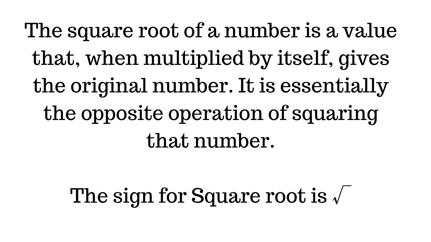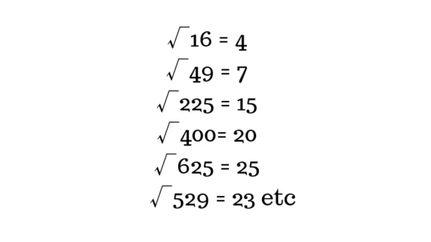2 square equals 2 times 2, which is equal to 4. It means the square root of 4 is 2. That is what this means, right? It's essentially the opposite operation of squaring a number. Since 4 square equals 4 times 4, which is 16, it means that the square root of 16 will give us 4. It is essentially the opposite of squaring a number.